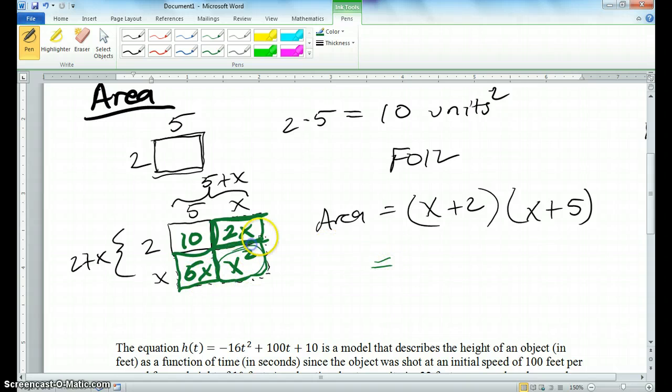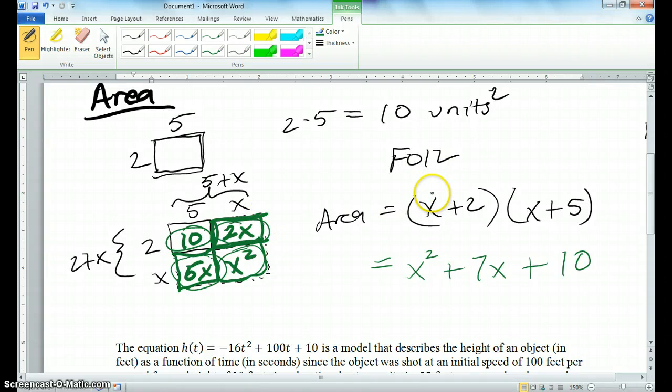I'm going to start with my biggest term, the term with the biggest exponent, which is x squared. Now I'm going to look at anything with an x in it. I have 2 x's here and 5 x's here, so that's a total of an additional 7x, plus the remaining area here, which is 10 square units. Essentially, I've multiplied every single component of the length by every single component of the width. So I've done 2 times 5, 2 times x, 5 times x, and x times x.